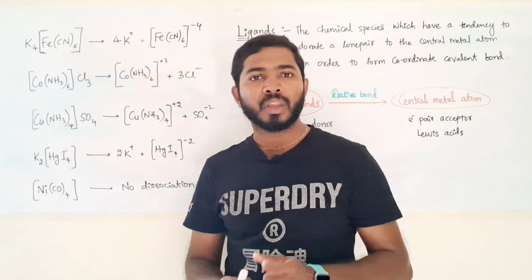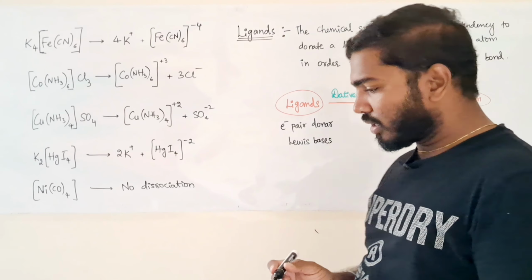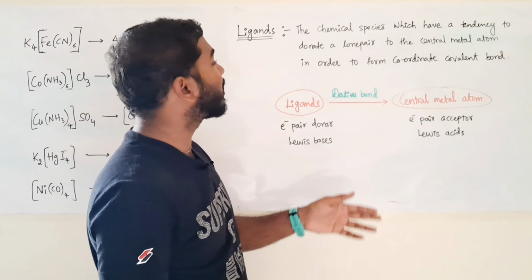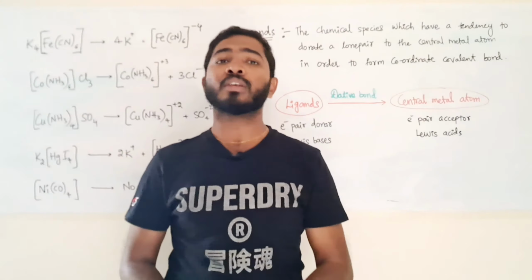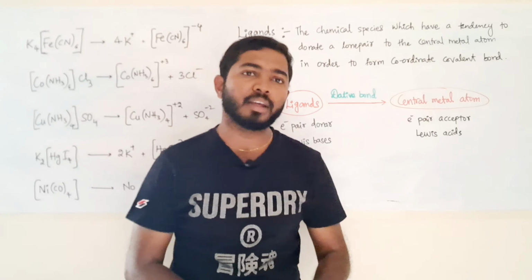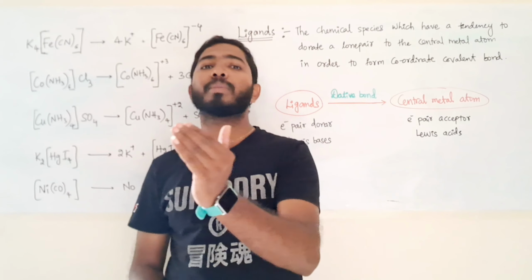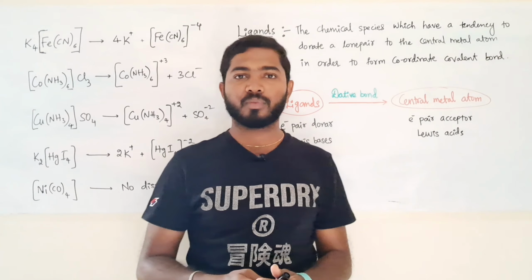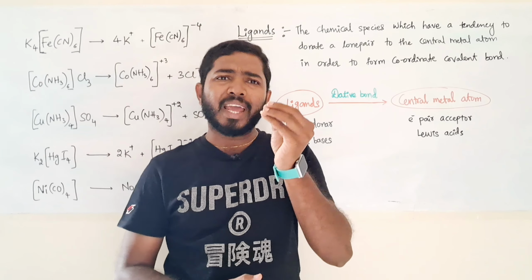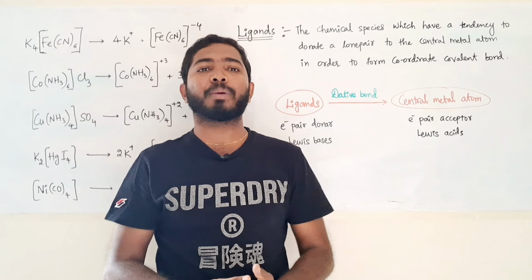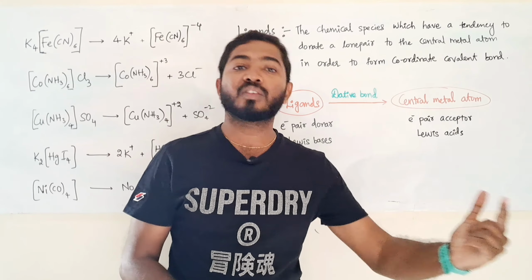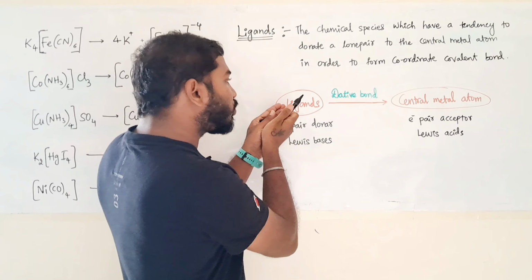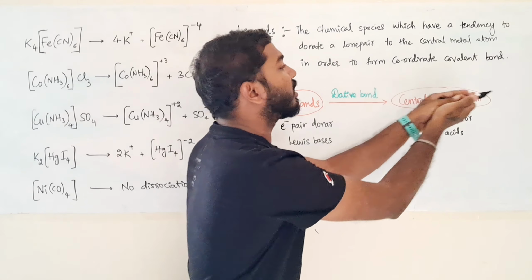Hope it is clear. And then next let me define the term ligands. How to define exactly the term ligands? The chemical species which have a tendency to donate a lone pair to the central metal atom in order to form a coordinate covalent bond. Very important. So ligands generally donate an electron pair, or lone pair, to the central metal atom.